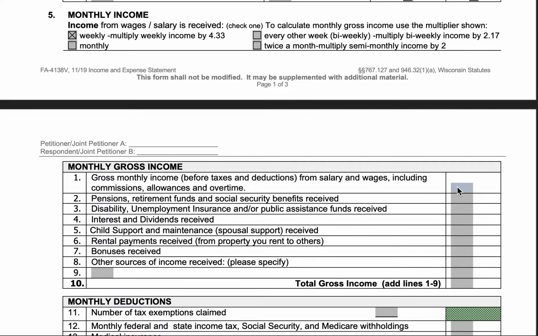This is the point where a lot of people say, I definitely don't take home that much. Keep in mind this is your gross, so it's before any taxes are taken out. We'll deal with the taxes and the deductions in a moment.